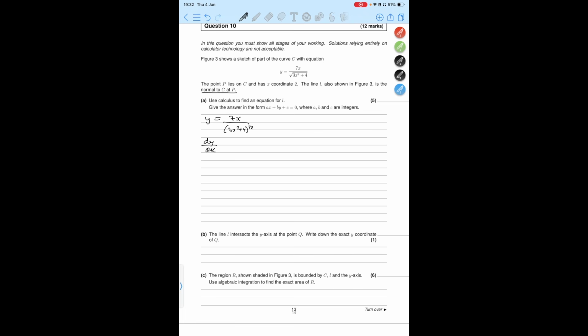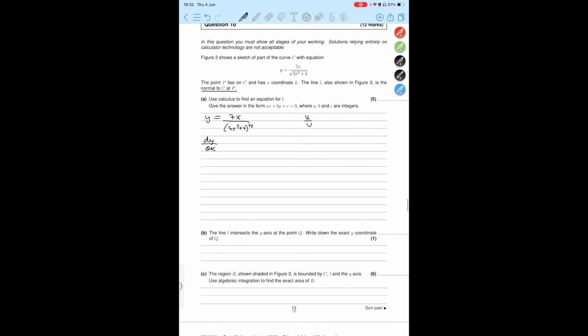For those who might have forgotten it, if we have u over v, we're going to do v du by dx minus u dv by dx, all over v squared. Let's write that out now. So v here is just (3x squared plus 4) to the half, and if you multiply that by du by dx, that will be 7. Now minus u dv by dx, so minus 7x.